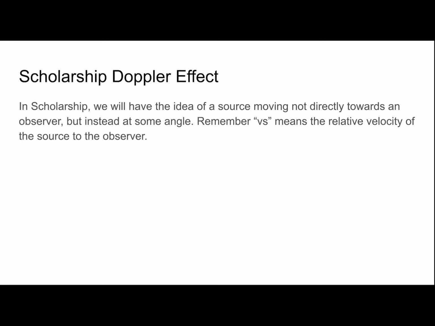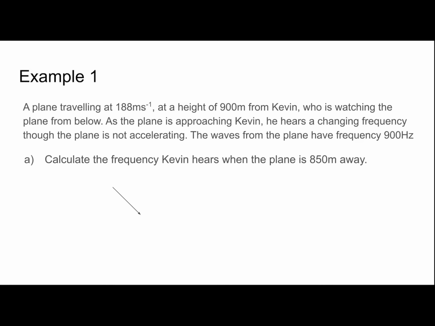So just because a source is moving at, let's say, 80 meters per second, that doesn't necessarily mean that the relative velocity to Kevin or some observer is 80 meters per second. So the Vs always refers to some relative velocity, not the actual velocity that the source is moving at. That's a really easy, very common mistake that people make: they think that because the source is moving at 80 meters per second, the relative velocity must also be 80 meters per second, and that's not a correct conception to have.